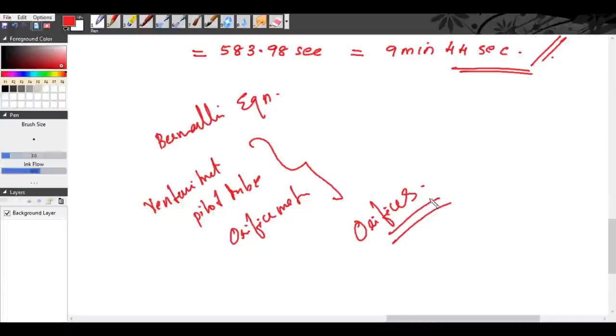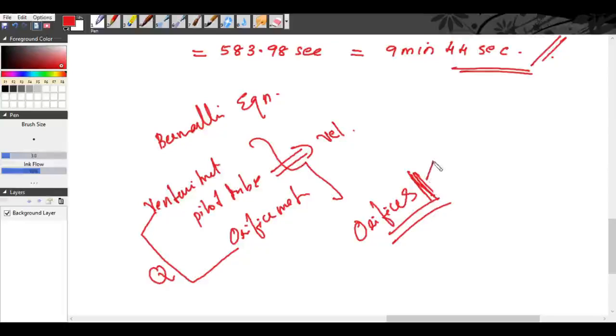Orifices, this is a part of a tank or part of a drum or anything like that. It's a part of the hydraulic structure. So application of Bernoulli's equation. Pitot tube is used for finding the velocity. Venturi meter and orifice meters are used for finding the discharge. So everywhere we have used Bernoulli's equation, we have used continuity equation, etc.